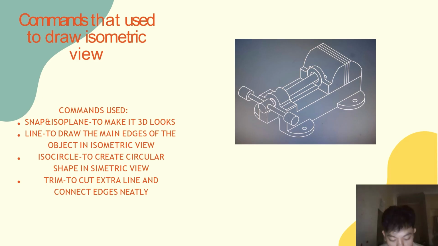So today I'll be explaining the isometric view. For the isometric view, the commands that we will use are snap and isoplane to make it look 3D, line to draw the main edges of the object in isometric view, isocircle to create circular shapes in isometric view, and trim to cut extra lines and connect edges neatly.